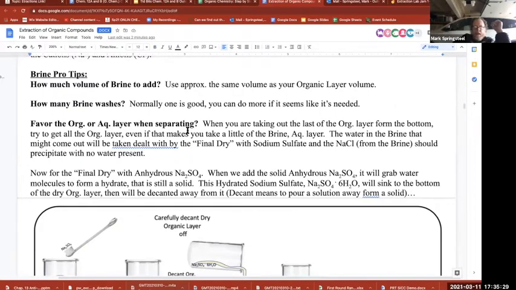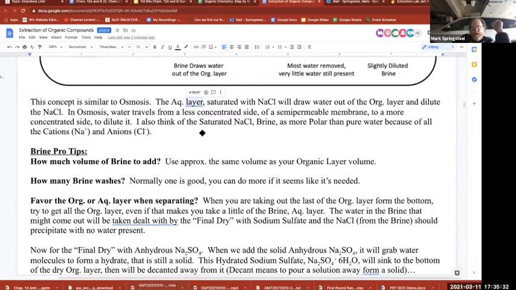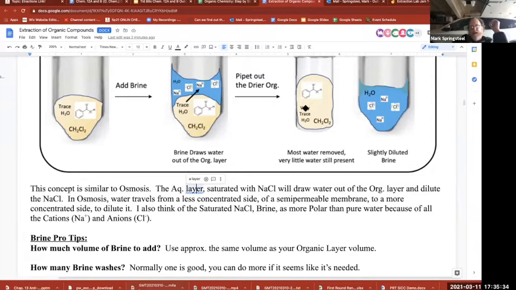Suppose you get some of the brine in with your organic solution, wouldn't it leave some sodium and chloride in that solution? Yeah, good question. And then in our next step, when we add the sodium sulfate, it's going to dry up that little bit of water, right? And when it does that, the sodium chloride that was in there won't have any water to dissolve in, so it just precipitates out.